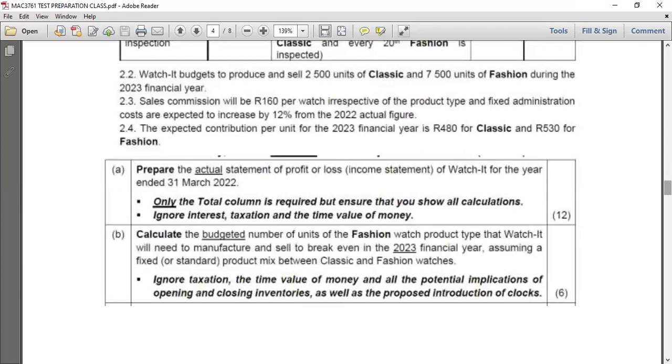we're now supposed to prepare the actual statement of profit or loss of Watch It.